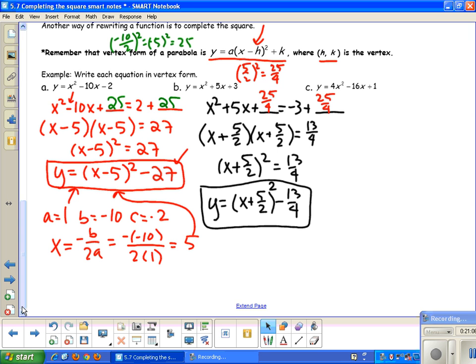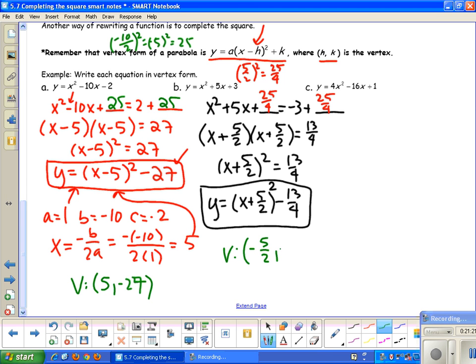So let's just go back to this other equation and practice finding our vertex. So remember here, our vertex for this one was 5, -27. Oops. And our vertex here would be, didn't ask me to do this, but -5 halves, -13 over 4.